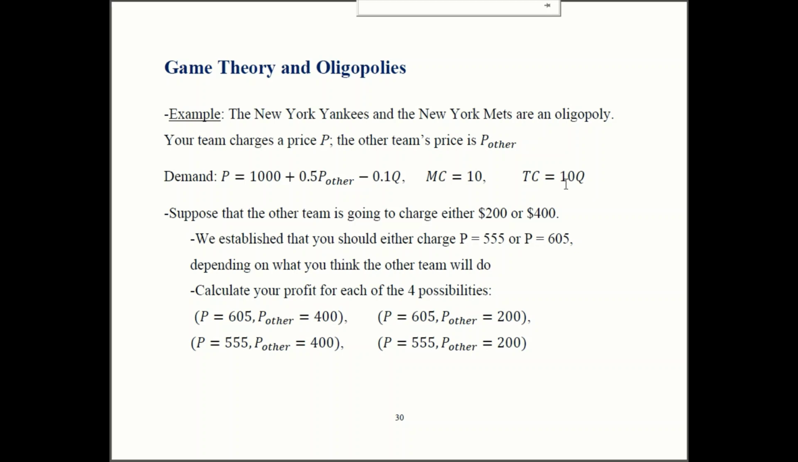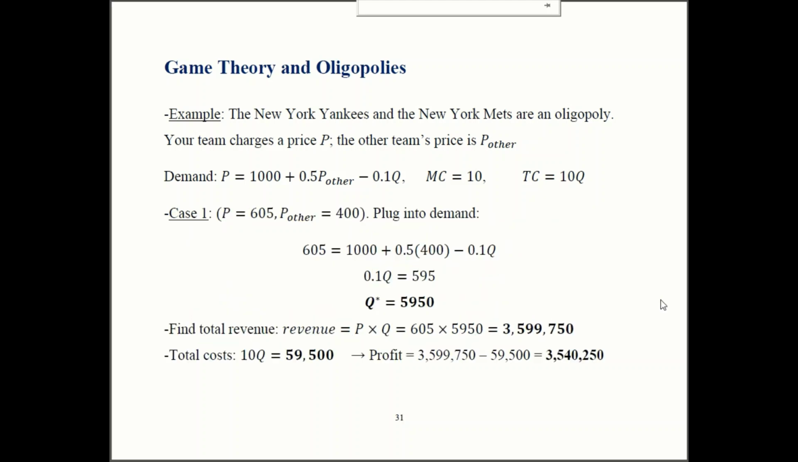So case 1, I charge a high price of 605 and the rival team charges their high price of 400. So we plug that into demand to figure out what quantity is going to be. So our price is 605, so we have 605 equals 1,000 plus 0.5 times their price of 400 minus 0.1Q. What does that work out to? Half of 400 is going to be 200, so we have 1,200 over here.